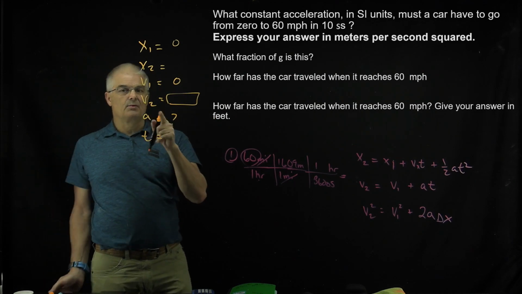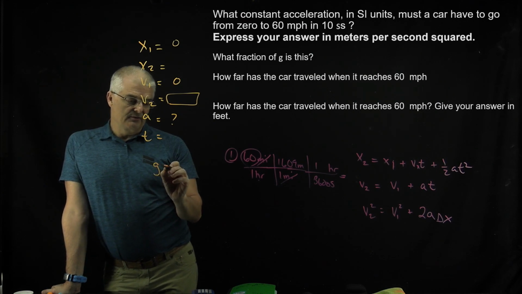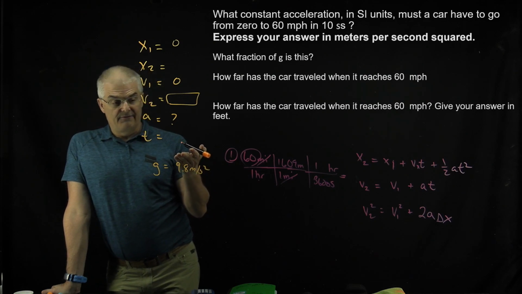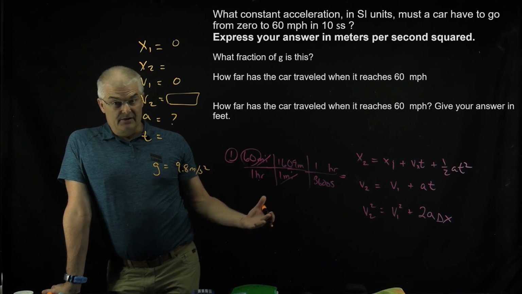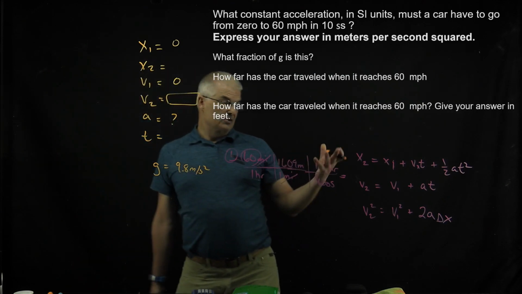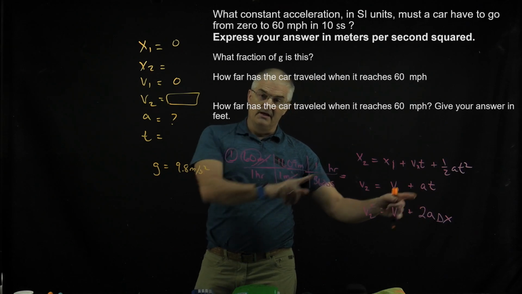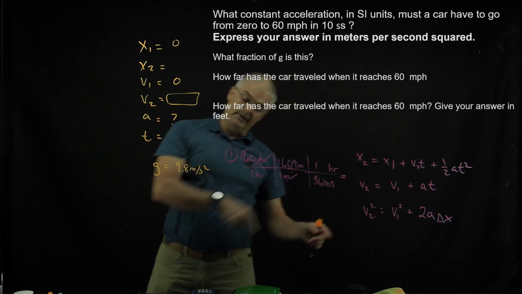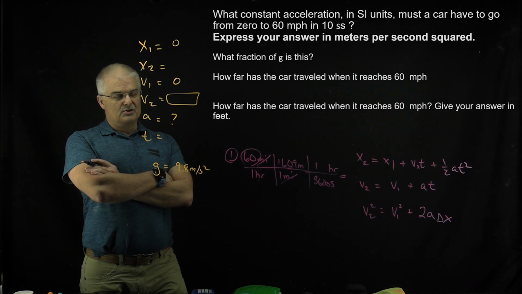Now, as a note, they asked what the fraction of g is. G is the acceleration of gravity, and g is 9.8 meters per second squared. So if you get 4, you take 4 divided by 9.8, and if you get 9.8, it's 100%. And how far has it traveled when it reaches 60 miles per hour? Again, you're going to solve for x. You're either going to use equation 1 or 3, because equation 2 does not have x in it. That's the last question. They're both how-fars, so you have to figure out which equation is best to solve the question that you need.